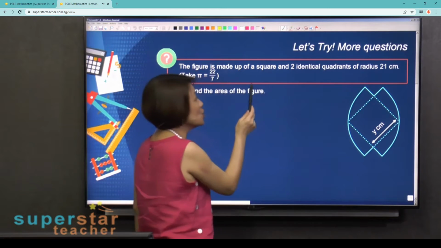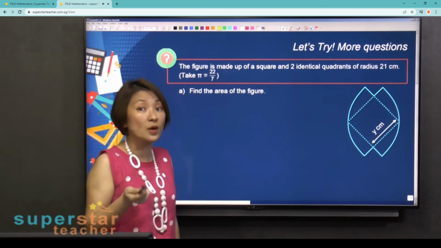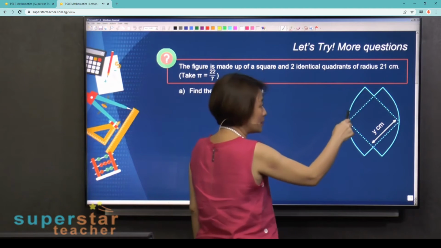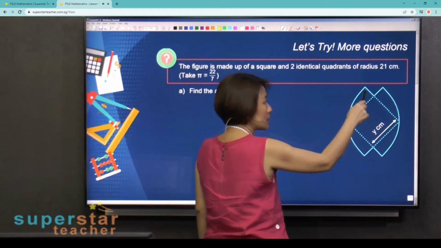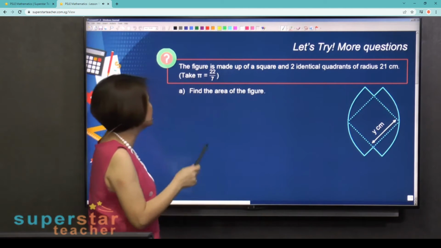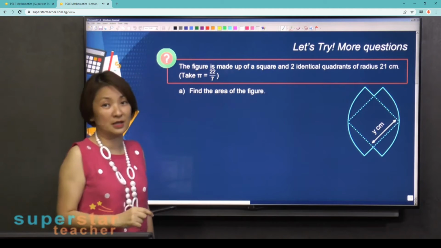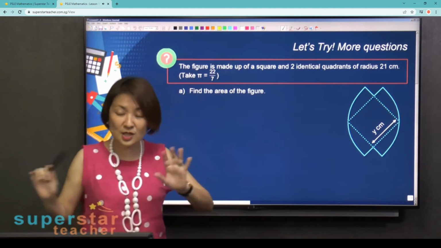And then they say, and two identical quadrants. Identical means exactly the same. Quadrants means quarter circle. So this obviously will be the quadrant. And then this is the other quadrant. You see that? Okay, so the question is that you're supposed to take pi to be 22/7 and A, find the area of the figure. If there's an A, means there should be a B. Okay, let's not worry about the B.